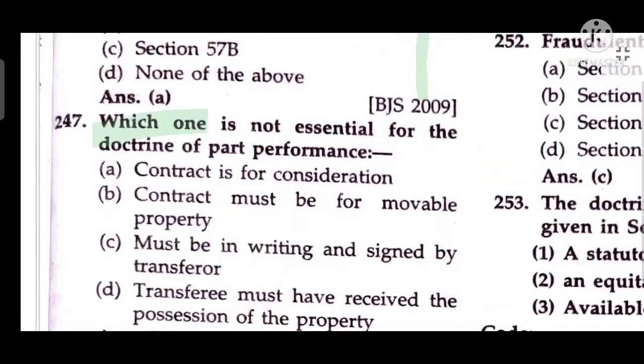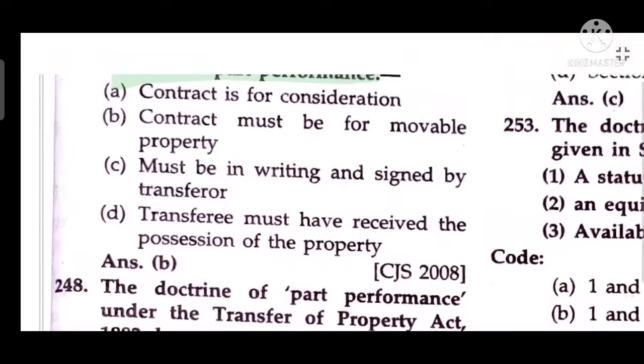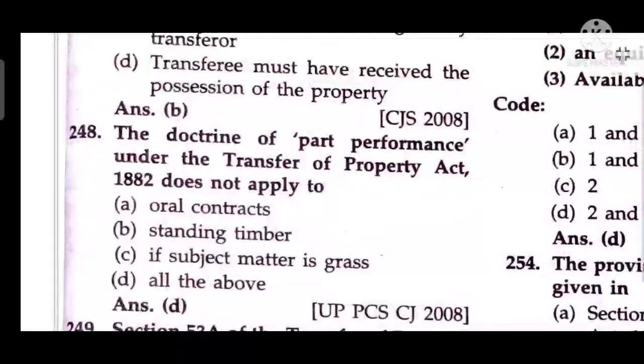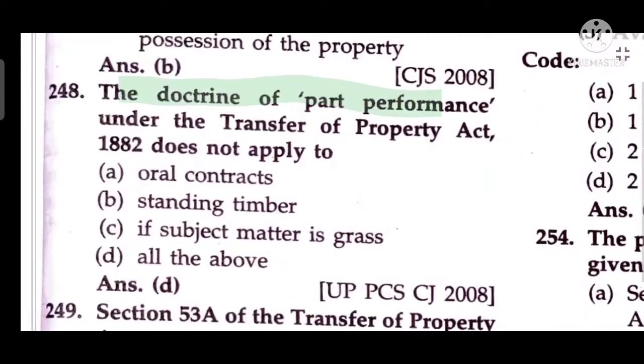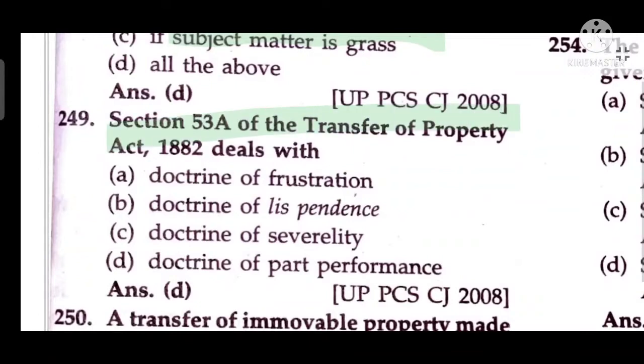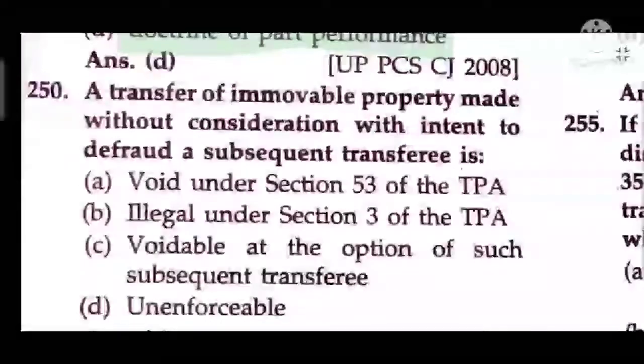Which one is not essential for the doctrine of part performance? Contract must be for the movable property. The doctrine of part performance under Transfer of Property Act does not apply to an oral agreement for standing timber if the subject matter is the grass. Section 53 of Transfer of Property Act deals with the doctrine of part performance.